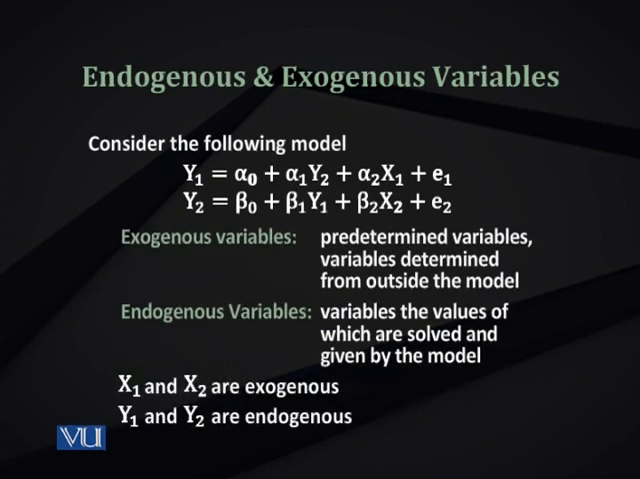And endogenous variables, like y1 and y2 in this model, are the variables which will be solved. We will get their values by solving the model. So we'll simultaneously solve these two equations and get the values of y1 and y2. It is possible. So y1 and y2 will be called endogenous variables, and x1 and x2 will be called exogenous variables in this model. So let's try to define what is exogenous and what is endogenous.